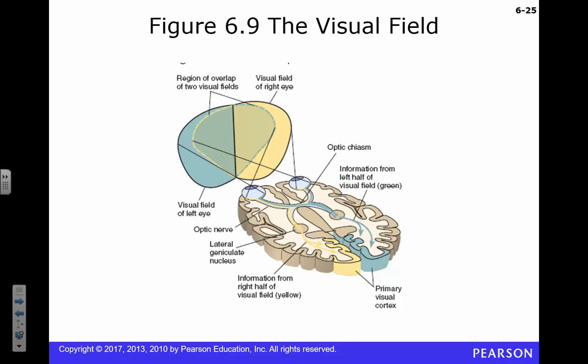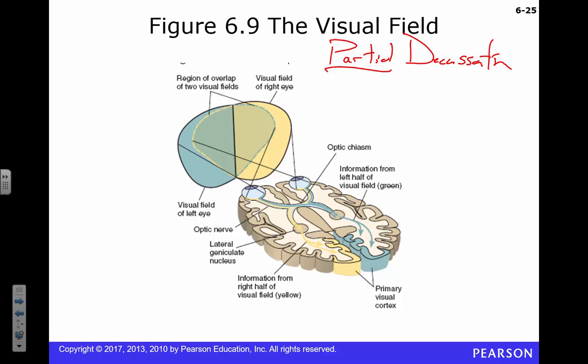So, we have a thing called the partial decussation. You remember that left hemisphere to right side of the body, right hemisphere to left side of the body sort of crossover? That's a pretty complete crossover. This is not. That's why it's partial decussation. It's a partial crossover. It's not left eye to right hemisphere, right eye to left hemisphere, right? It's right visual field to left hemisphere.